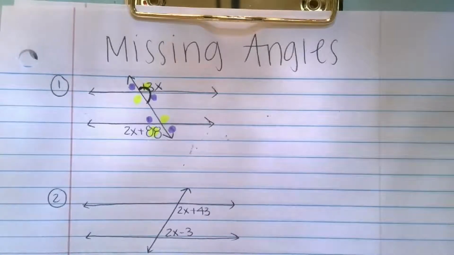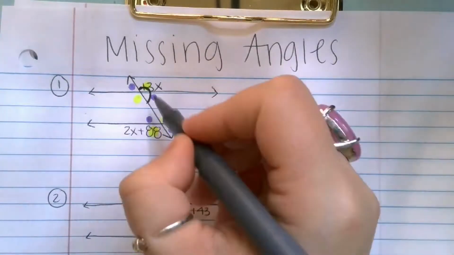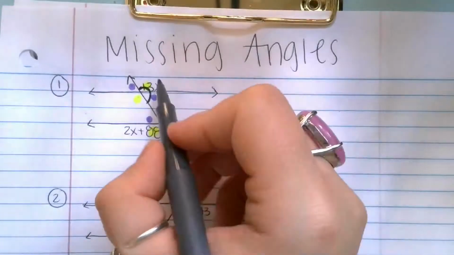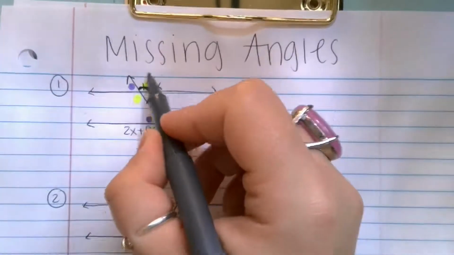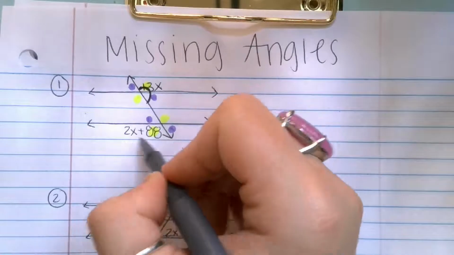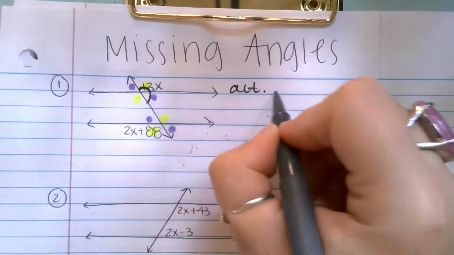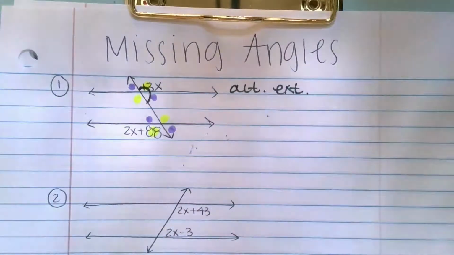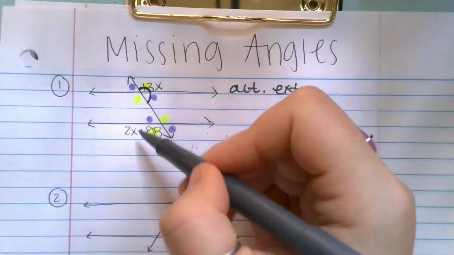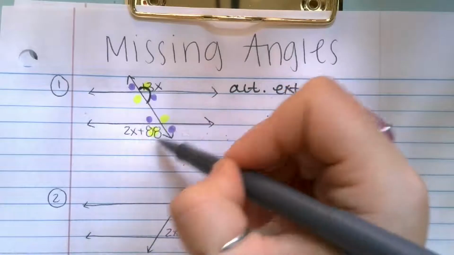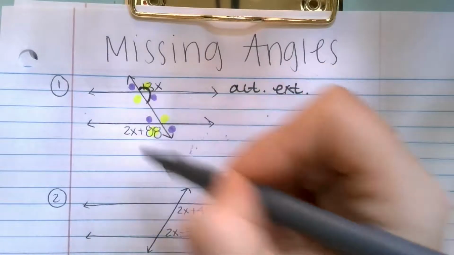So the first thing we want to do is find this yellow angle. The relationship between this 13x and this angle down here is going to be alternate exterior, right? They're on opposite sides of that transversal, and they're both on the outside of our parallel lines.